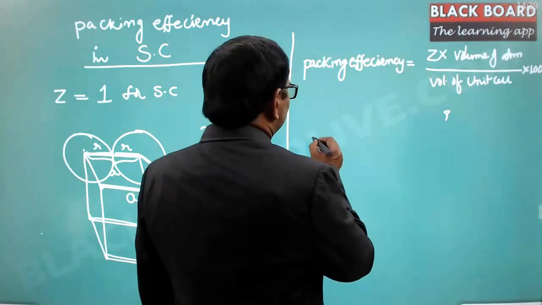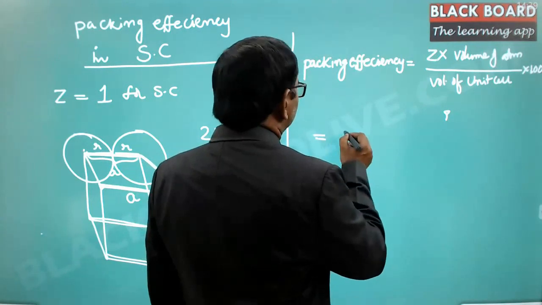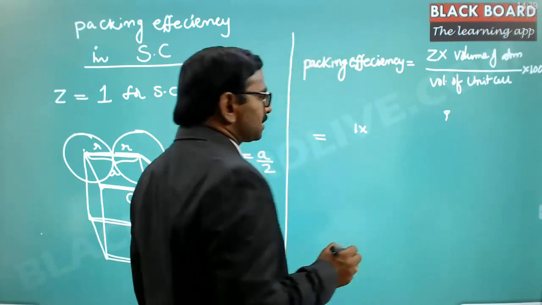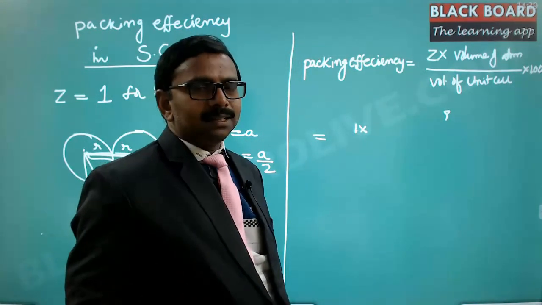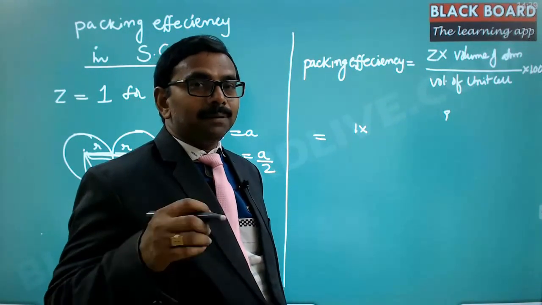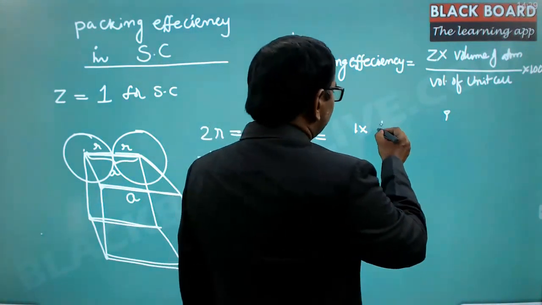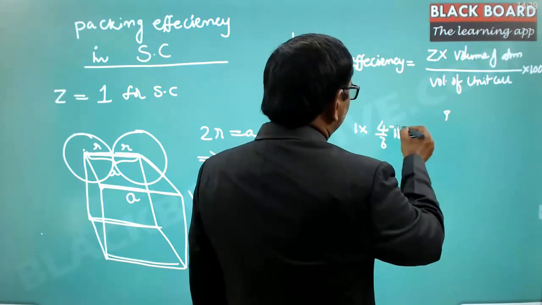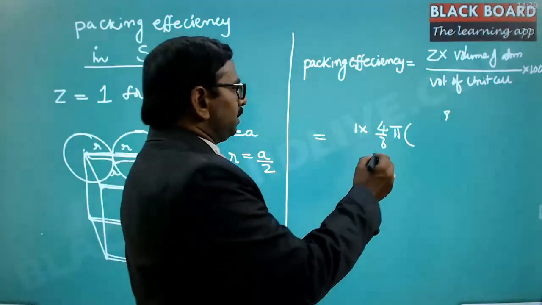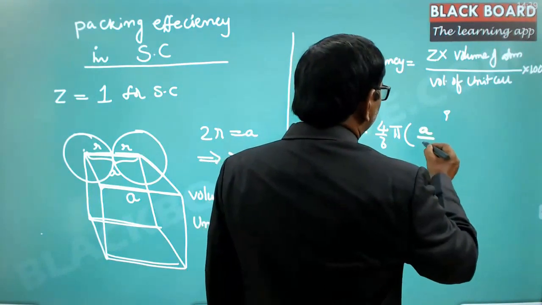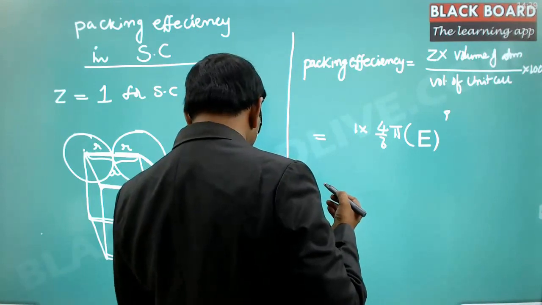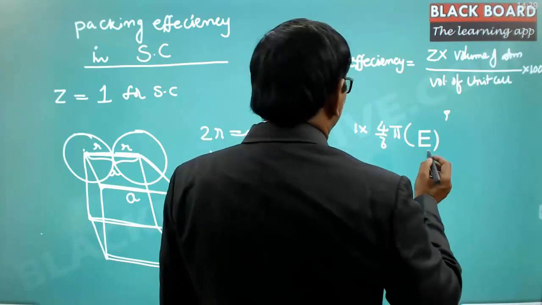Now, packing efficiency, Z is equal to 1 for simple cube. The volume of atom, being spherical in shape, for a sphere the volume formula is 4 by 3 pi r cube. What is r? R is equal to a by 2. So a by 2 whole cube.